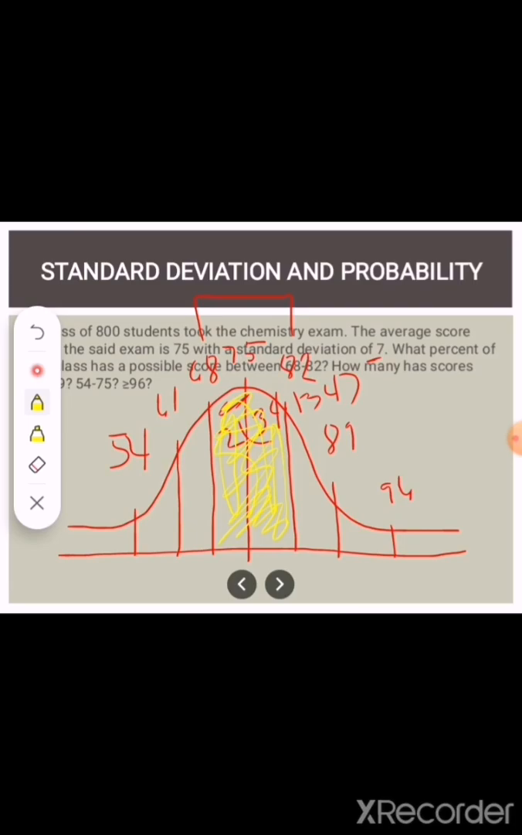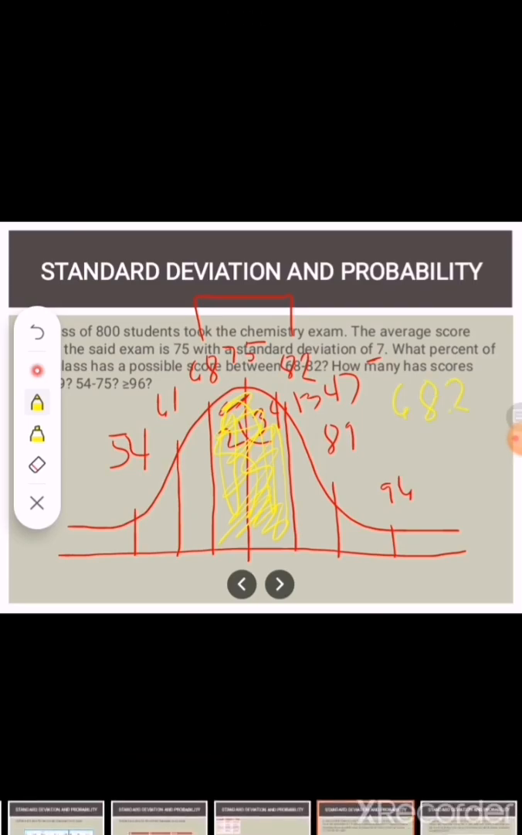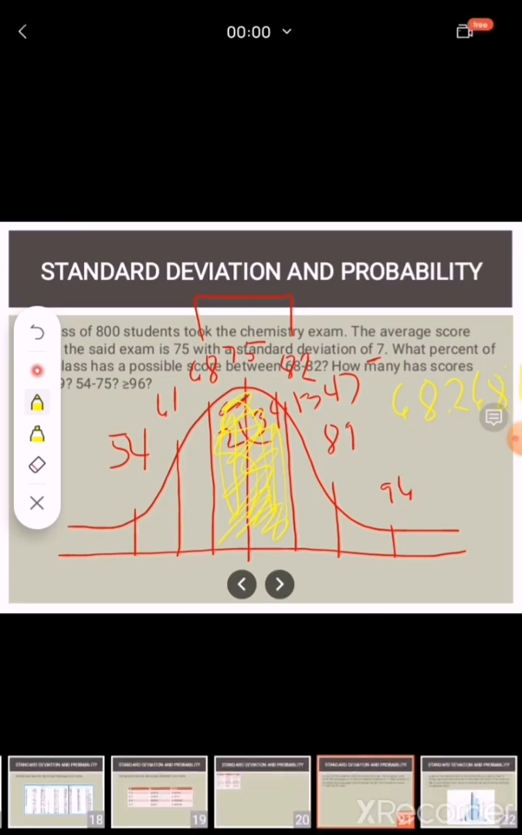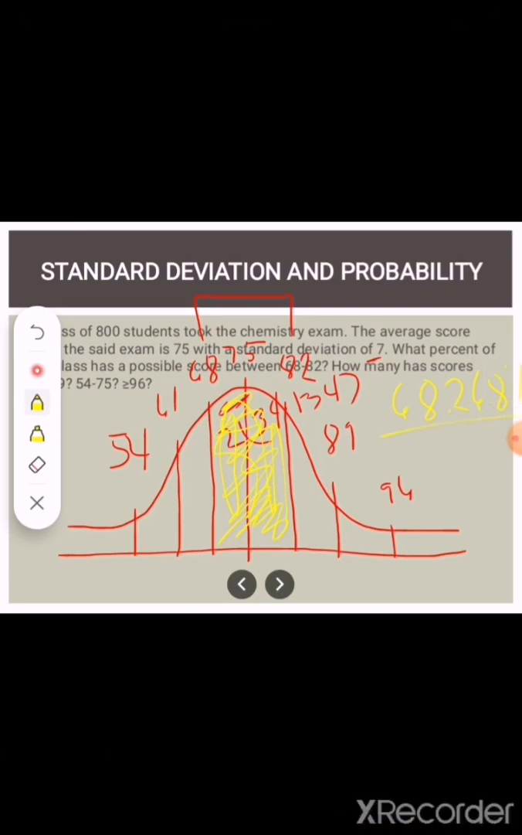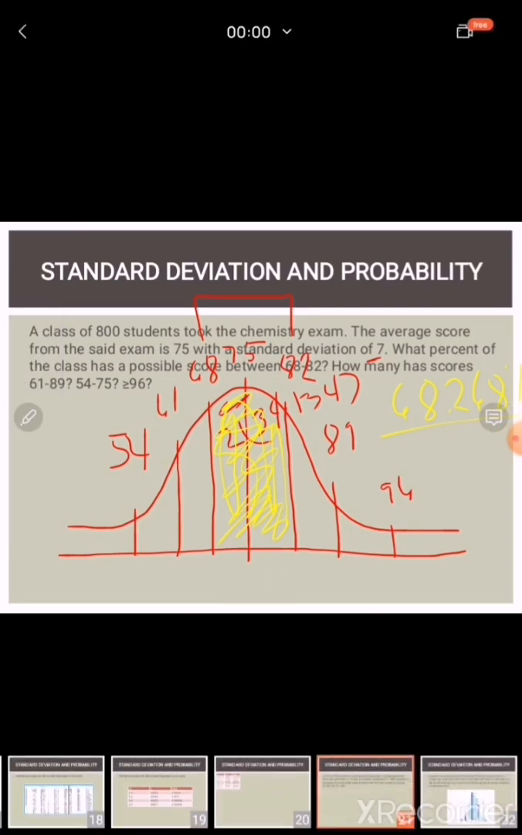So, since we have 34.134% dun sa first standard deviation natin, pareho siyang nasa 1, isang nasa negative 1 standard deviation, isang positive 1 standard deviation. So, we have 68.268%. So, we have 68.27% probability of getting 68.82%.